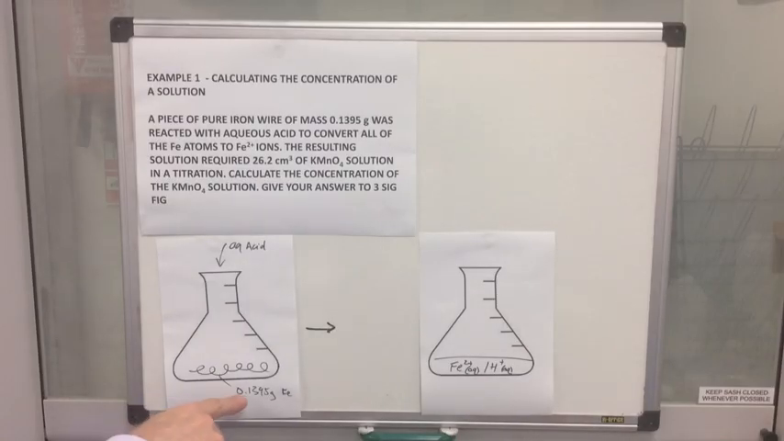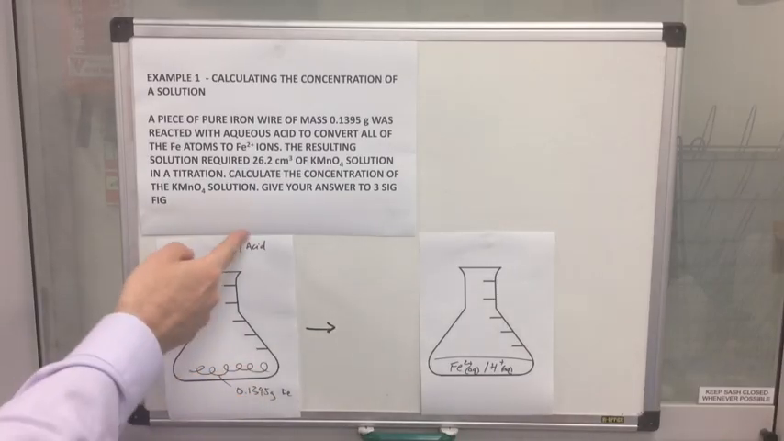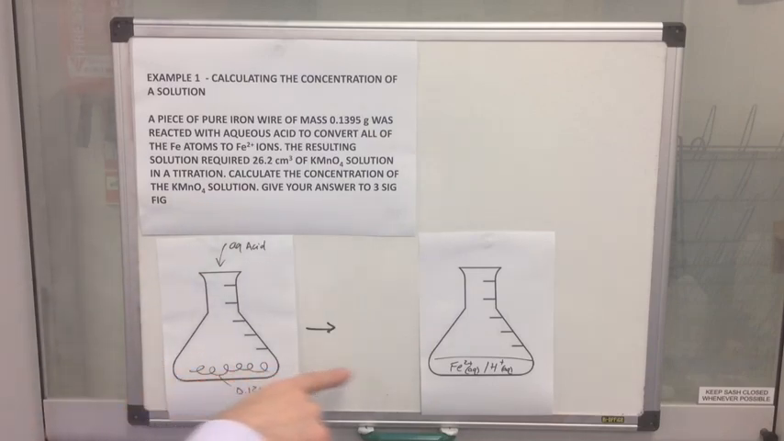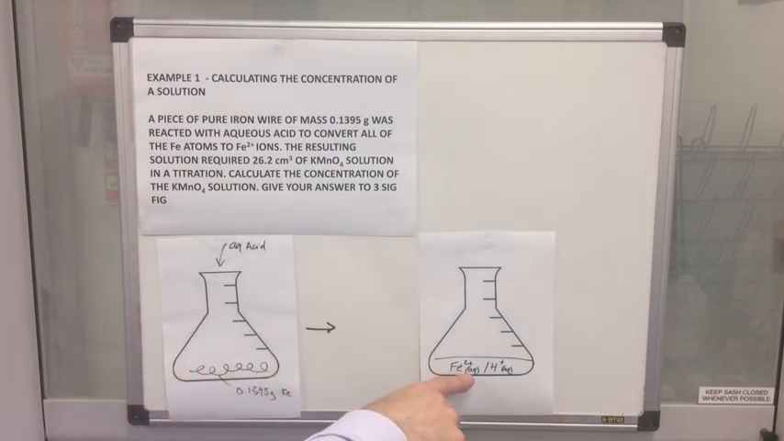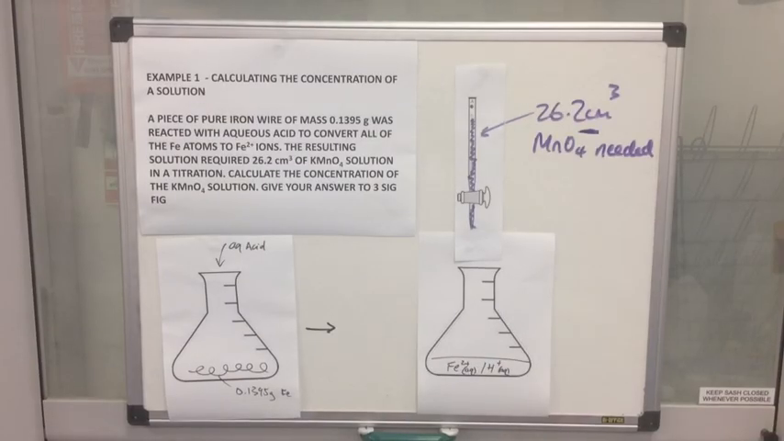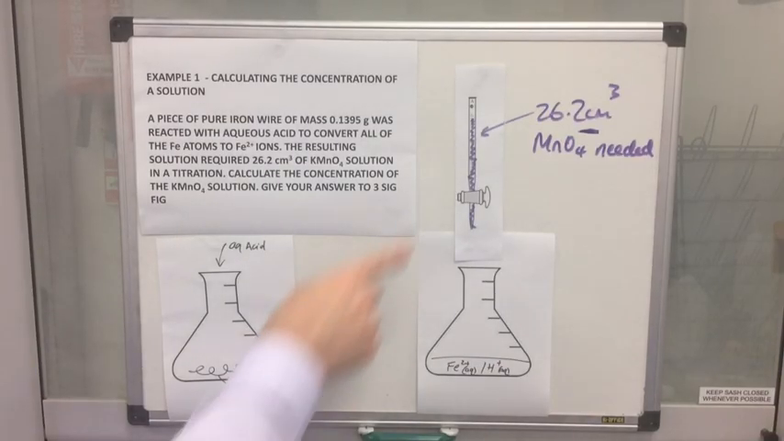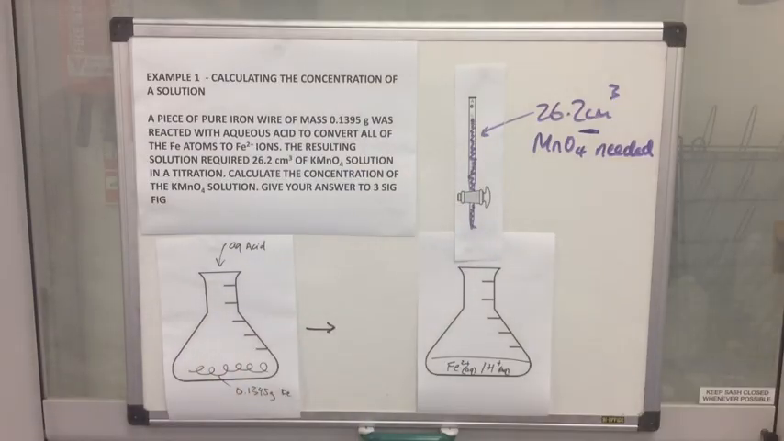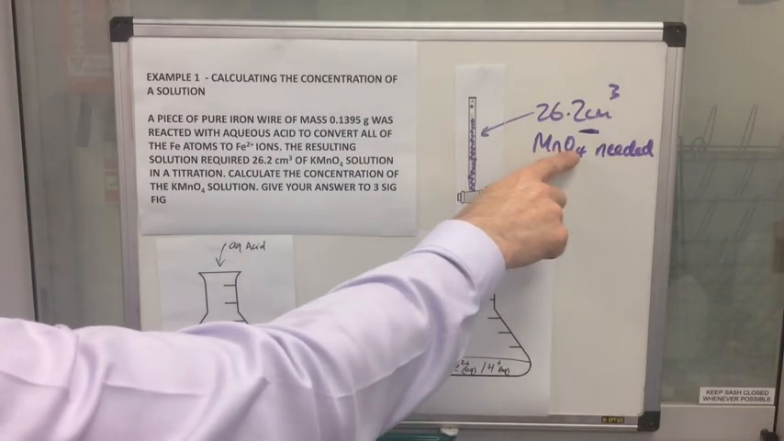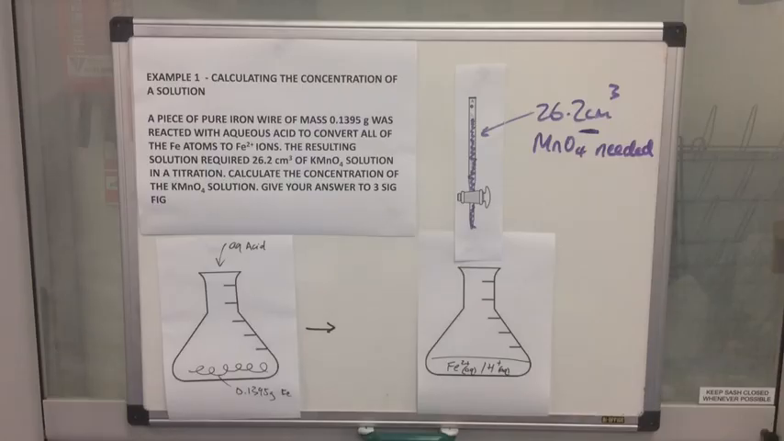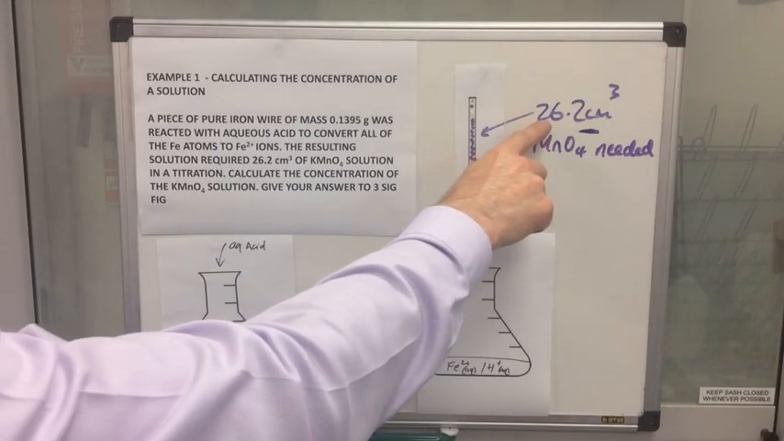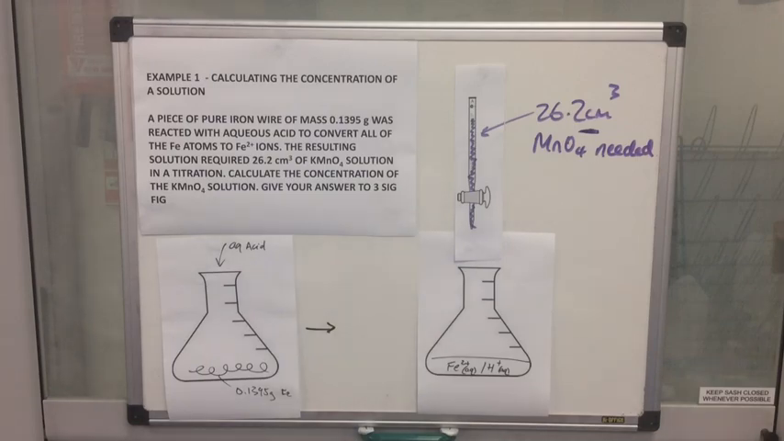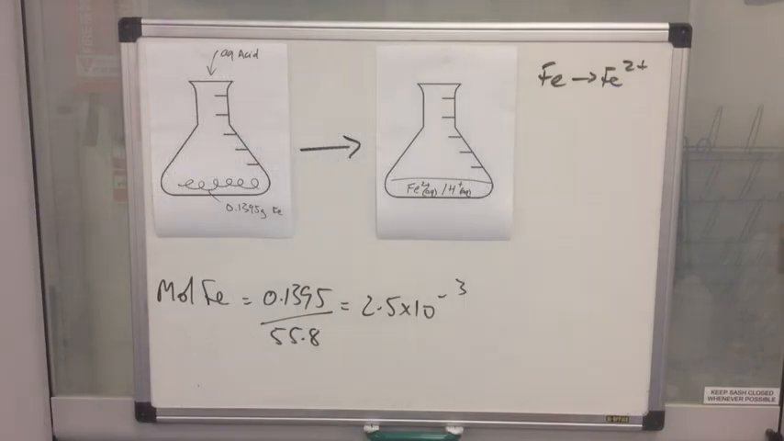We've got the known mass of iron wire, and we've poured some aqueous acid in there, and what's happened, that's turned into a solution of iron 2+, and obviously we've got the H+ ions from the acid that we need for that redox reaction. And then the titration takes place. So we've got our burette filled with KMnO4 solution, which contains this MnO4- ion, which you saw in the redox equation, and we are told that we need 26.2 cm³ of that. So we'll start going through the steps involved in the calculation now.